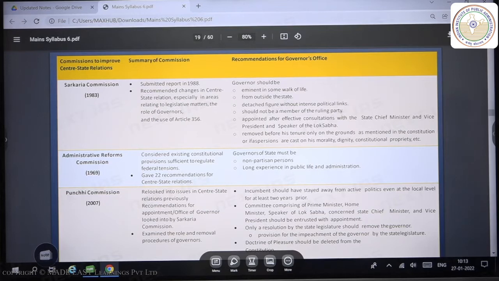Under presidential rule, if the Council of Ministers doesn't exist, then the position of the governor is that you work on the aid and advice of the president.